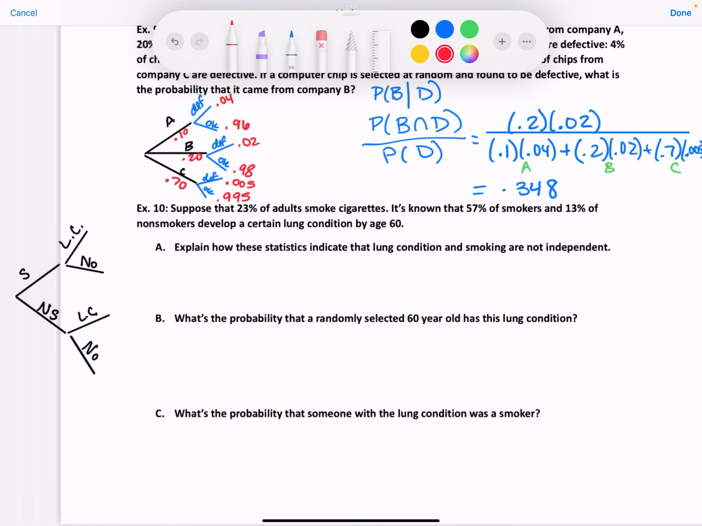So 23% of adults smoke, so that's going to be 0.23. Then non-smokers are everyone else, so that would be 0.77. Then lung condition: 57% of smokers have a lung condition, so that's 0.57, and the rest do not, so 0.43. Then non-smokers, 13%, so 0.13, and then the rest would be 0.87.